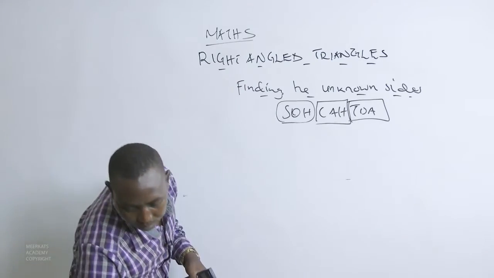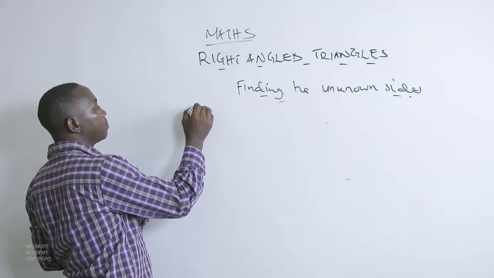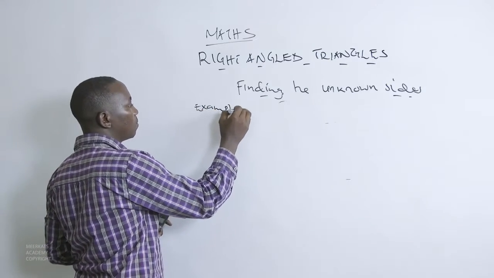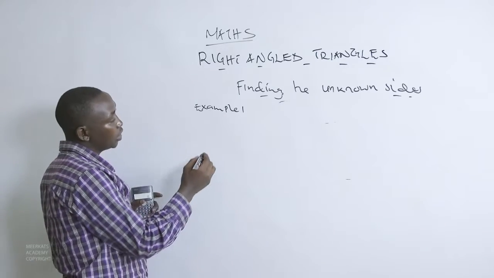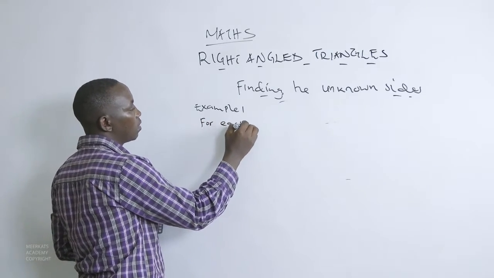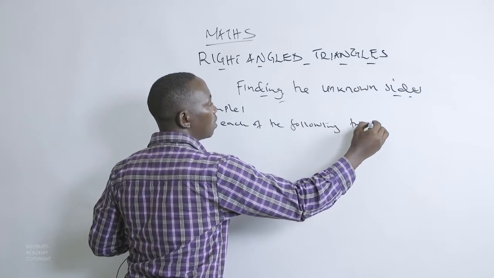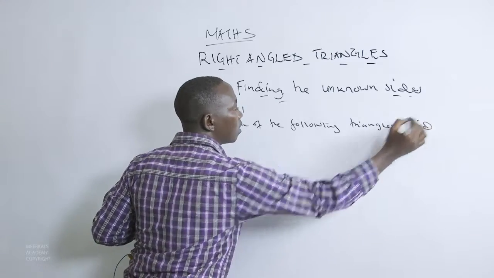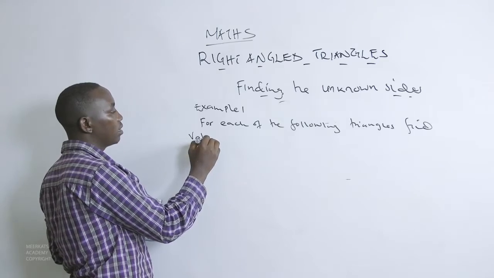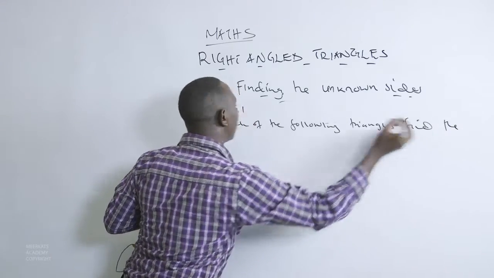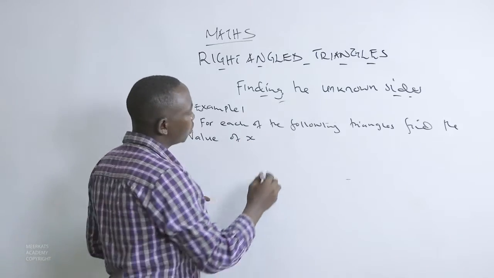Examples. For each of the following triangles, find the value of x, find the value of x correct to 2 decimal places.